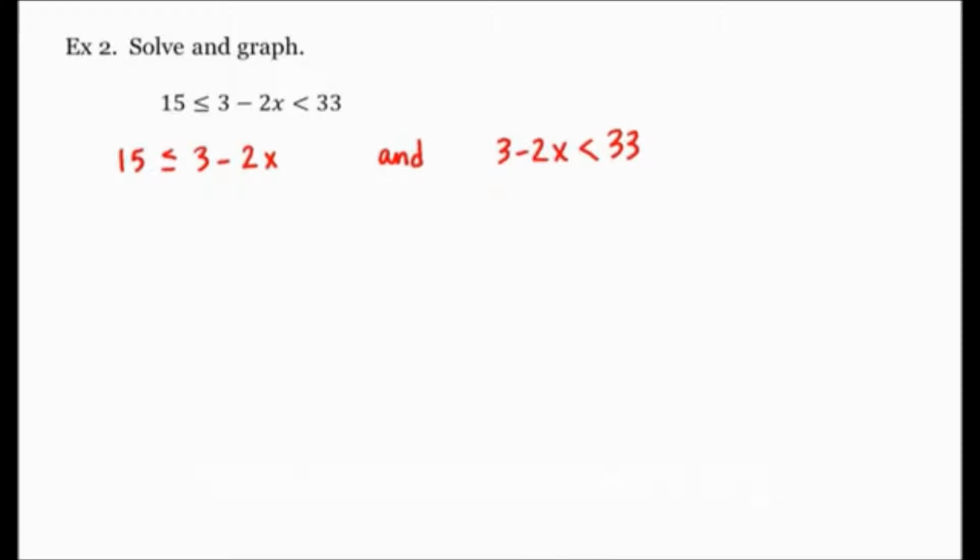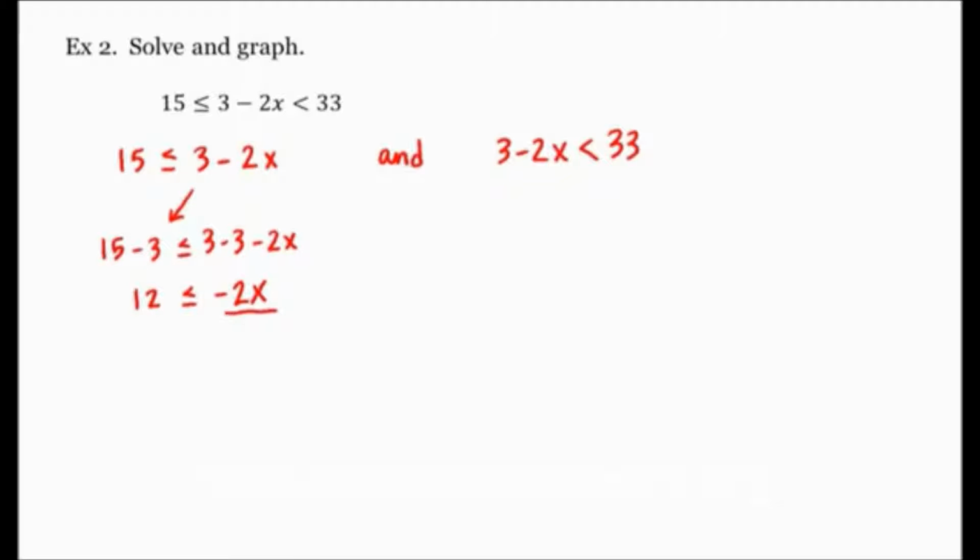Again, we can solve each inequality separately. So let's begin by subtracting 3 from both sides, which gives us 15 minus 3 less than or equal to 3 minus 3 and then minus 2x. And 15 minus 3 is 12. So we have 12 less than or equal to -2x because the 3's will cancel.